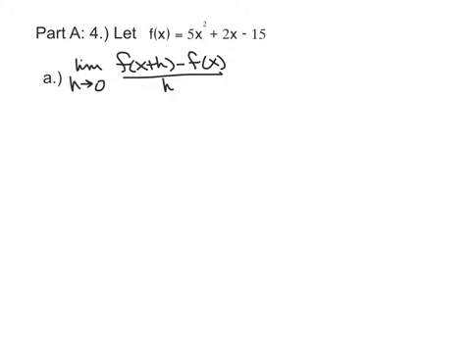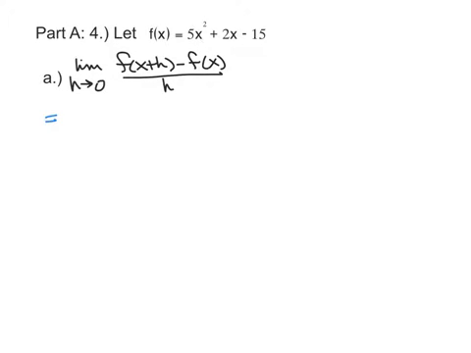This is one of the problems that are pretty familiar to us, but we tend to have trouble with it a little bit. If we know that f of x is 5x squared plus 2x minus 15, find the limit as h approaches 0 of f of x plus h minus f of x over h. So our first step is going to be to substitute.